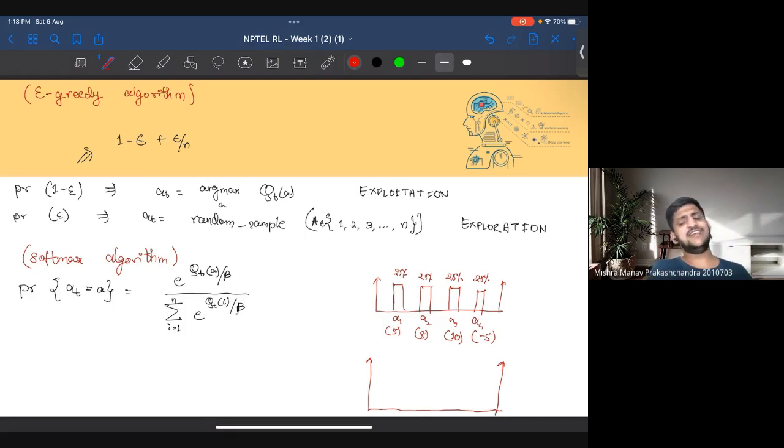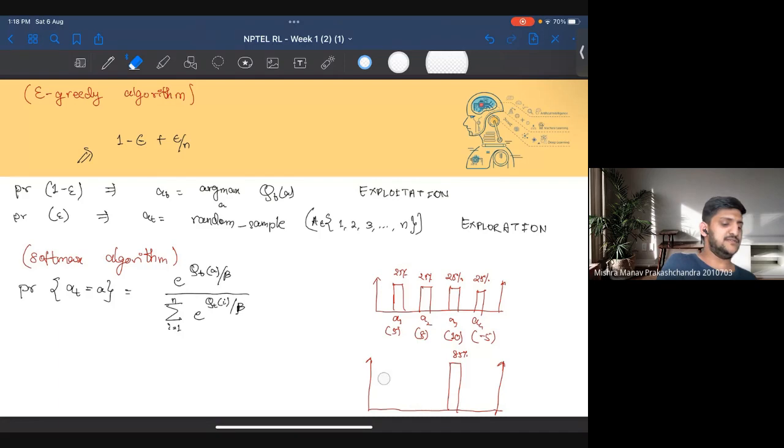I want A3 to have the highest probability. So let's say A3 should have an 85% chance of being selected. A2 has a 10% chance of being selected. A1 has some 4% chance, and A4, because it's so bad, has only a 1% chance.